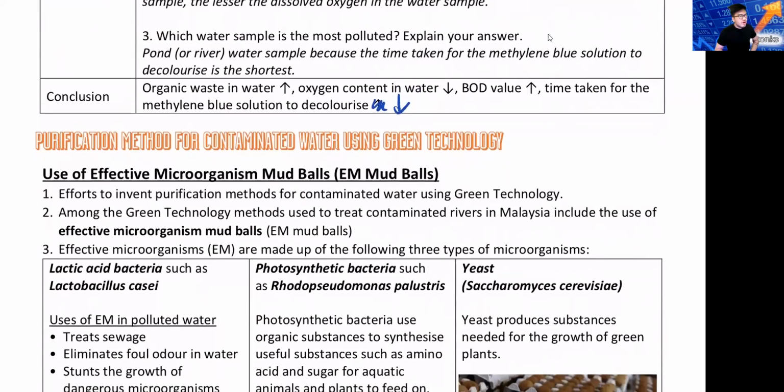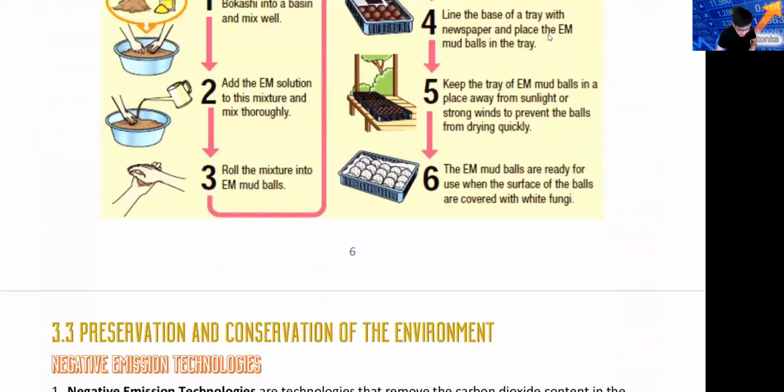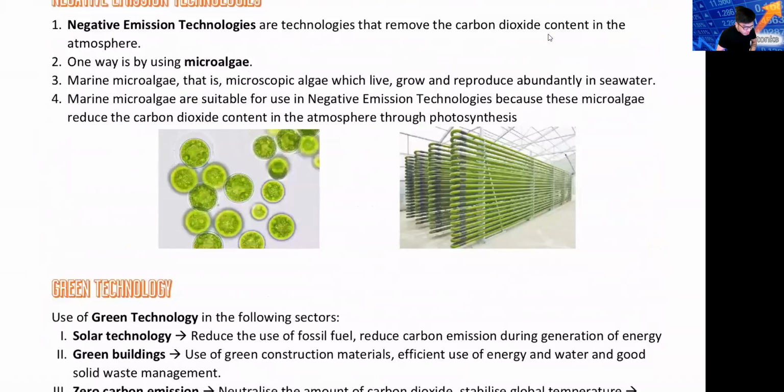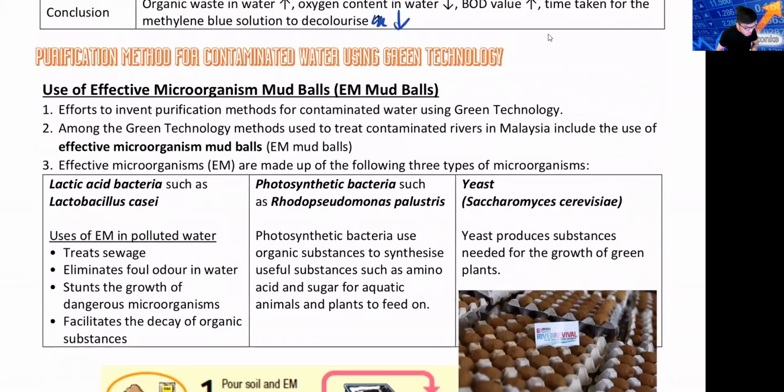Anyway, let's look at the remaining parts lah. For these remaining two parts, I'm just going to go fast. So how do we purify water? How do we clean contaminated water? As you know, cleaning water is something very expensive to do. You know, Singapore does this.